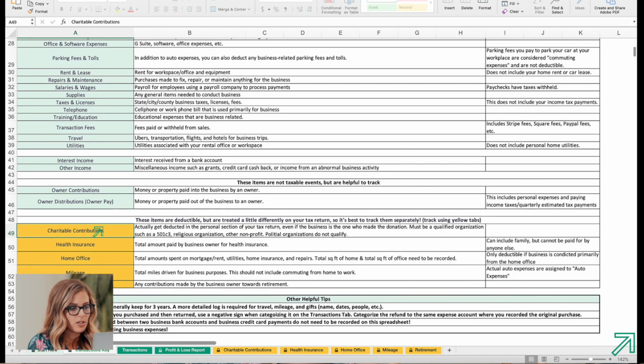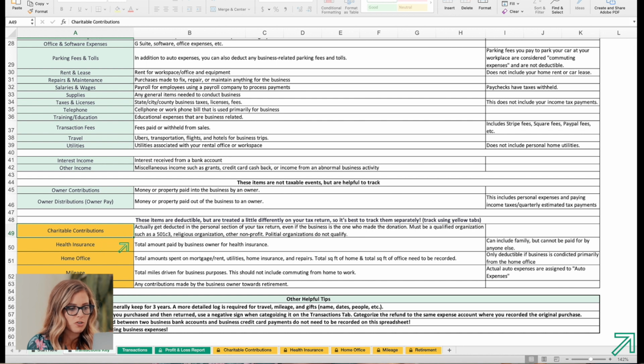And then we've got definitions for these yellow categories here, which connect to the yellow tabs on the spreadsheet. These are things that are deductible on your tax return, but they get deducted in a different place on your tax return. So they're tracked separately. They're not part of a typical business report looking at your business activity. They're not really part of operations, but you still get to deduct them. So they are highlighted here in a different area.